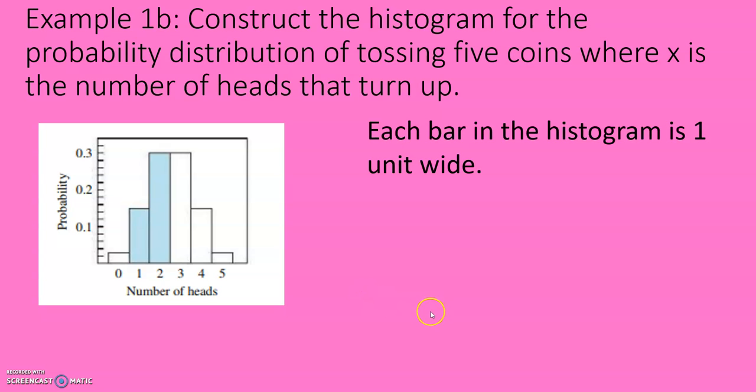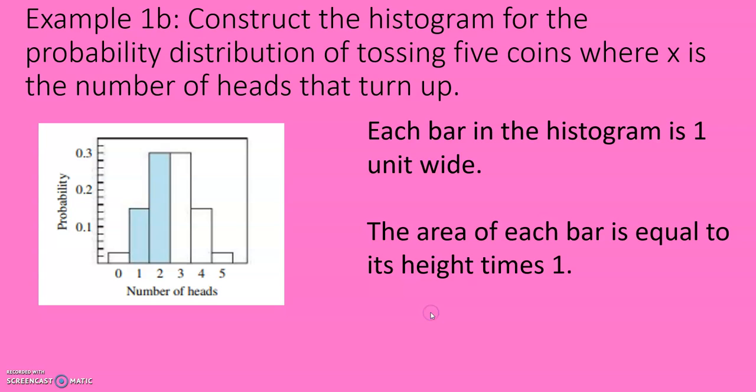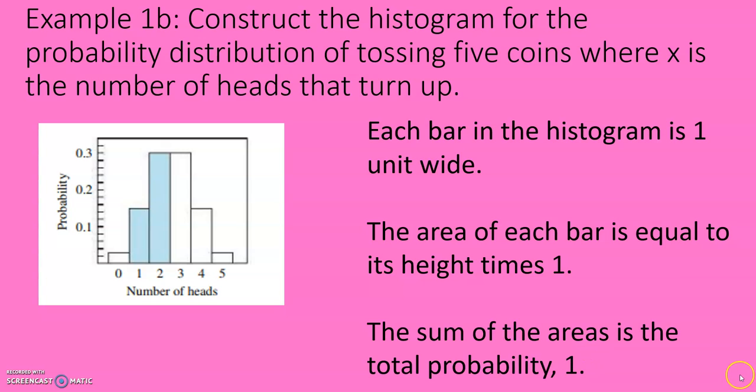Each bar in the histogram is 1 unit wide. The area of each bar is equal to its height times 1. The sum of the areas is the total probability, which equals 1.